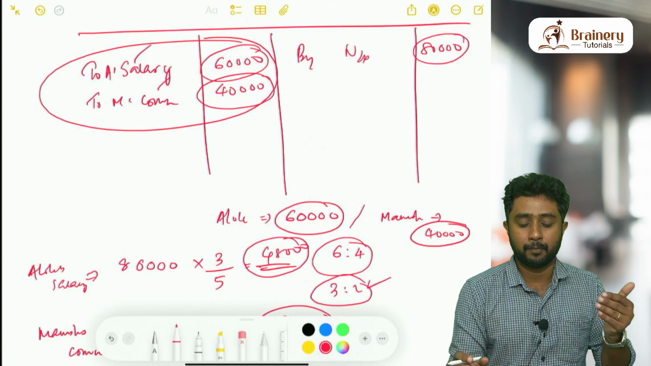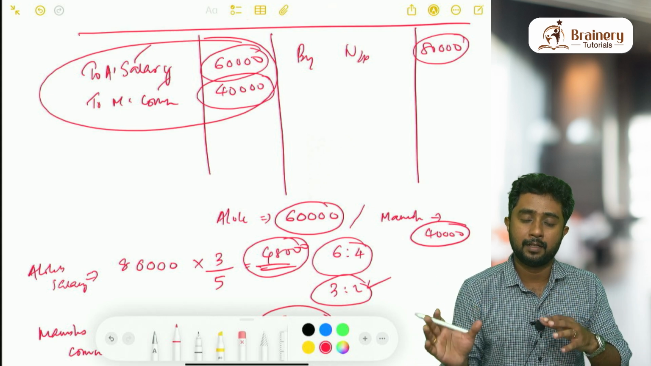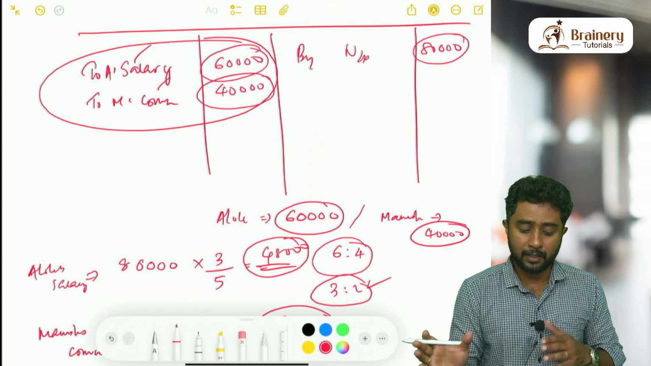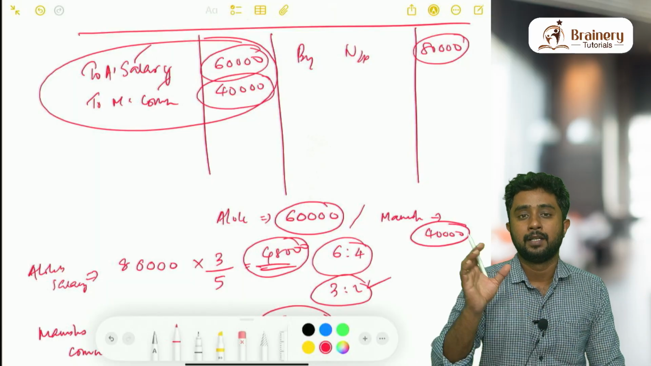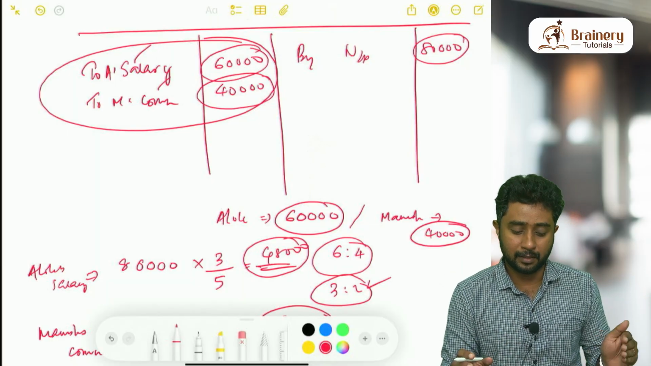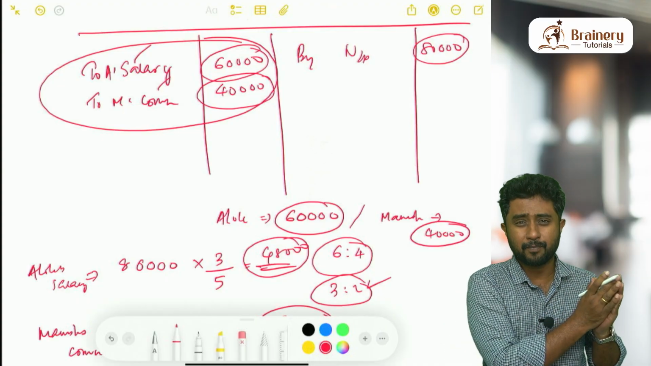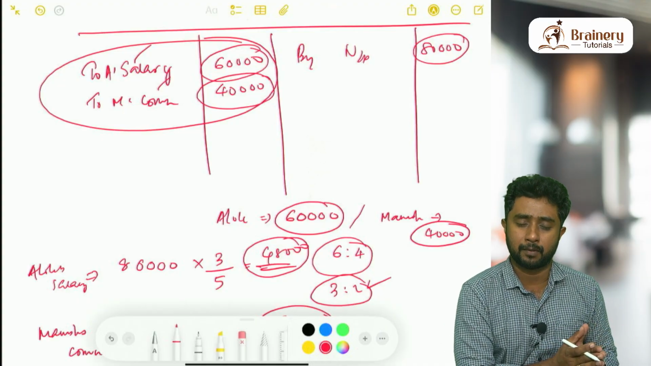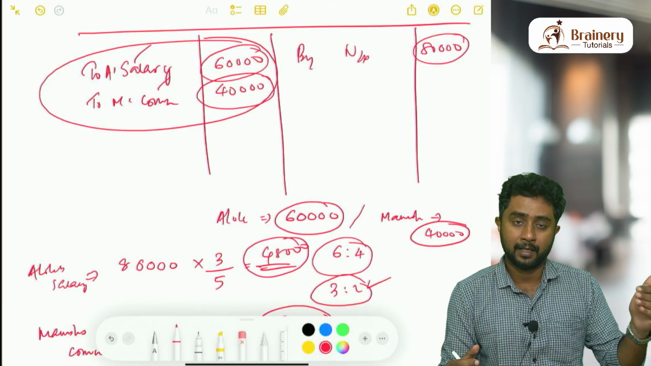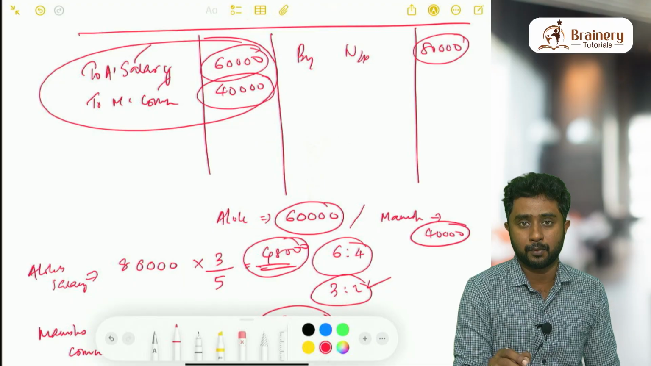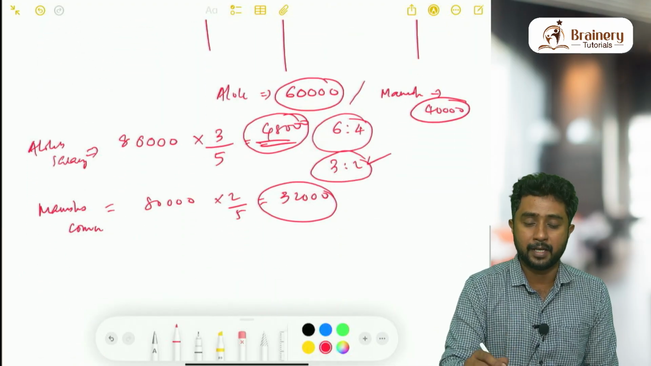Similarly, M is supposed to receive 40,000, so they will split whatever profit is available according to how much he is supposed to receive normally. With the ratio of 60,000 and 40,000, A is supposed to receive more, so A will take more from the 80,000, and M will take less than A. We split the 80,000 based on that. That ratio is called the ratio of appropriation.